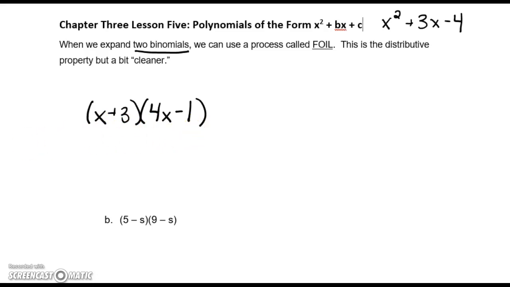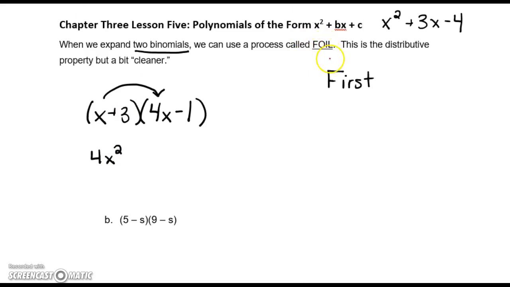Normally using the distributive property, it's quite a lengthy process, but if we use the process called FOIL, it saves us about 2 steps, which you might say is only 2 steps, but essentially it makes a big difference. According to the word FOIL, F stands for first. That means we multiply the first terms in each of the brackets. So we would go x times 4x. X times 4x would give us 4x squared.